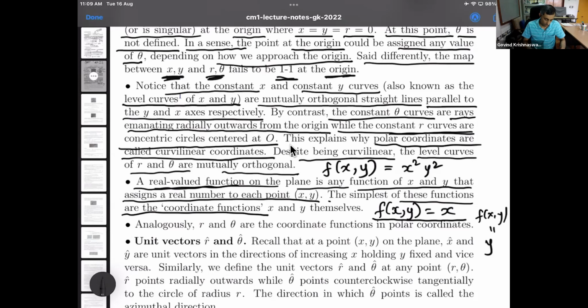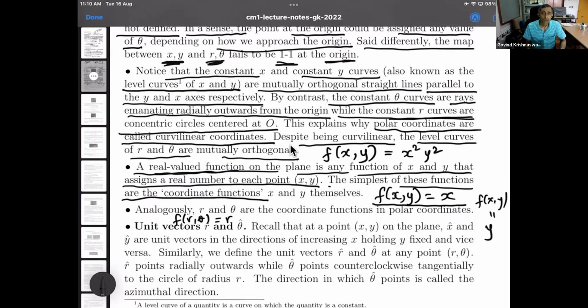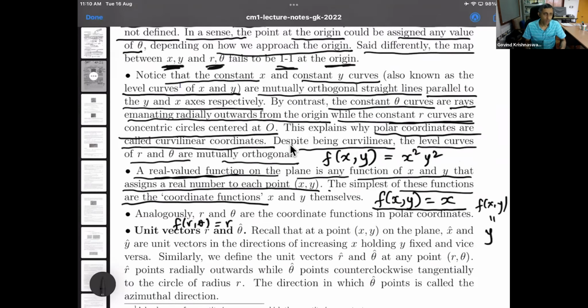And similarly, any function of r and theta can also be considered. Of course, that function should be such that it is defined modulo 2 pi in theta. Okay, so it must assign the same value whether you say theta equal to 0 or theta equal to 2 pi. But if f of r comma theta is r, then that is also a coordinate function. Now that is simply a terminology. If you're not comfortable with it, don't worry about it right now.